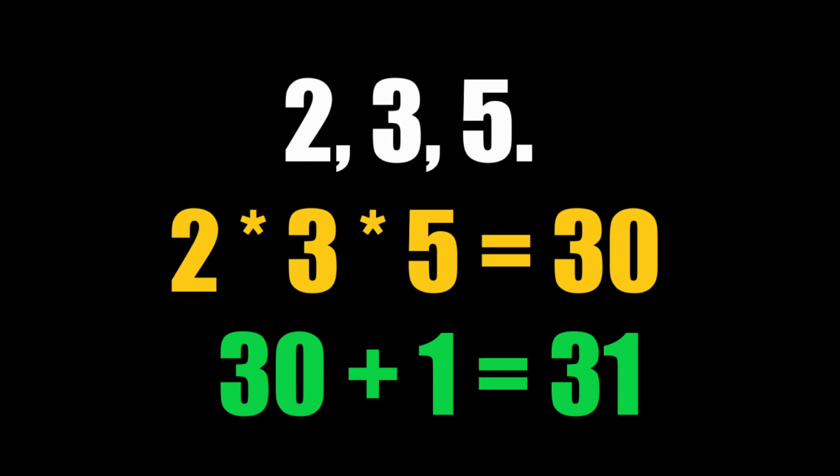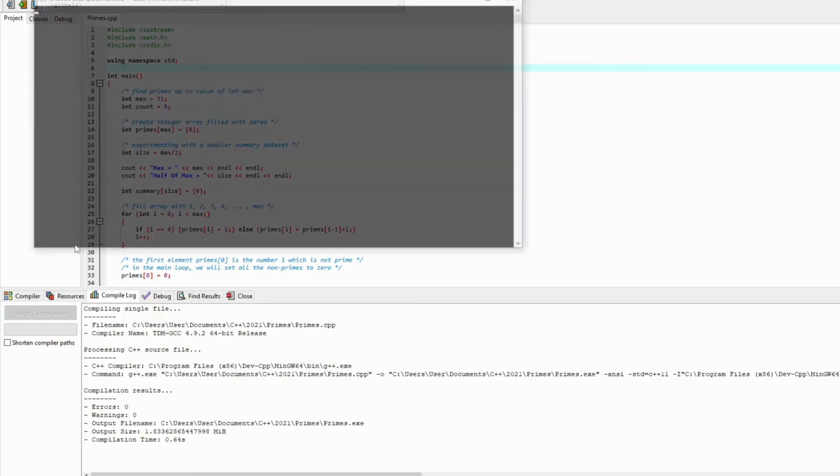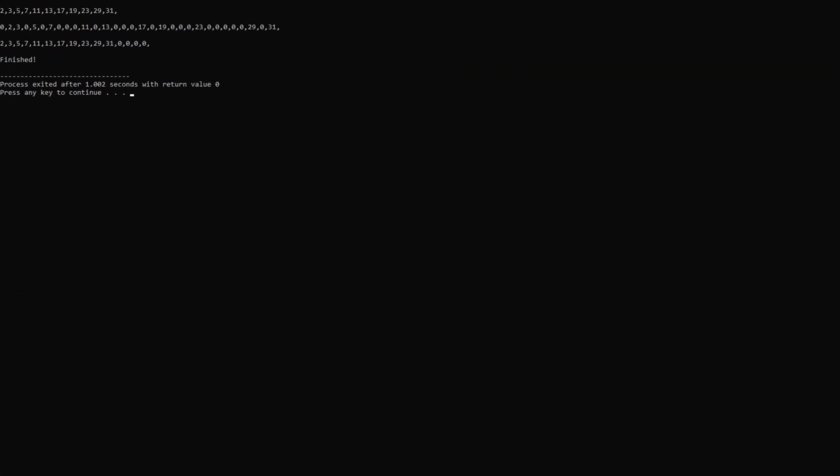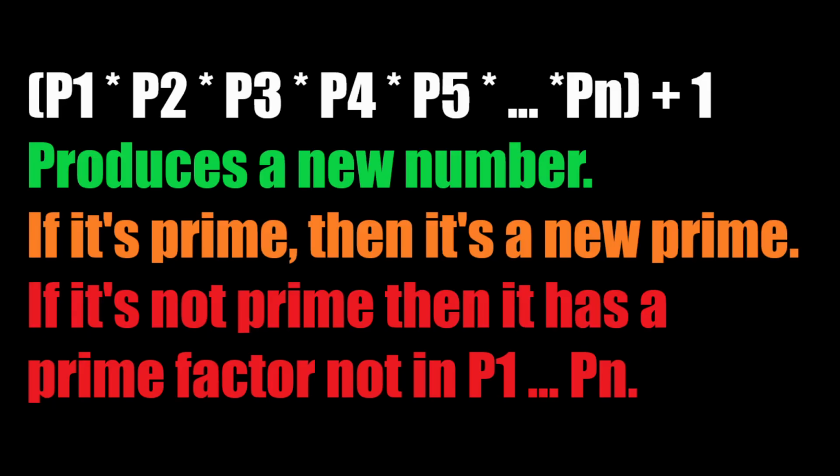So if 31 turned out to be a composite number, which it isn't, if it turned out not to be prime, it would have to have prime factors other than 2, 3, or 5. So that would introduce a new prime number. And obviously, if it isn't composite, well, it's a new prime number. You've got these 3 numbers, 2, 3, and 5. You think that they're all the prime numbers that exist. You multiply them together and add 1.